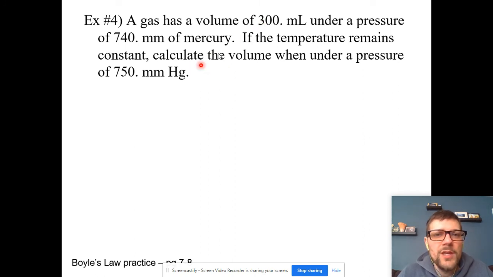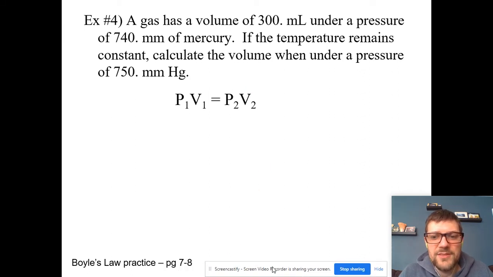So this is pressures and volumes. This is a Boyle's law problem. Later in the chapter, when you've got a bunch of different laws to worry about, you're going to have to think about, okay, what do I have here? Pressures and volumes, that triggers Boyle's law. So P1V1 equals P2V2. The ones and the twos can also be thought of as before and after.